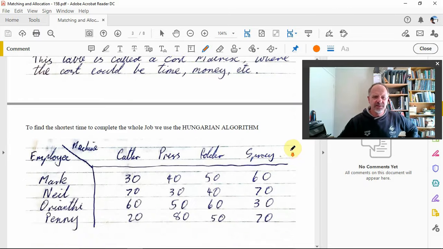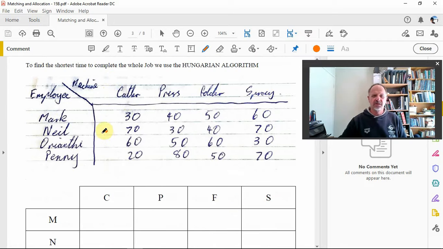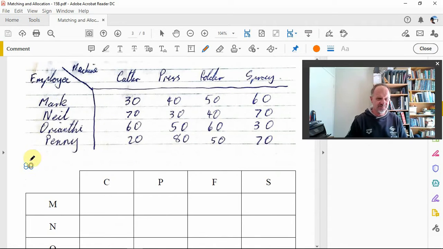So here we go. Here's our employees and our machines, our cutter, press, folder, spray, and there's all our 4 employees. For the first step, step 1, as it says in the notes, we subtract the lowest value from each number in that row. We look at Mark, for example, and we've got 30 here. So what we do is take 30 from each of those.